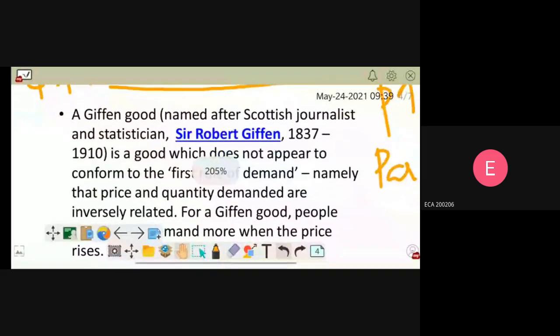This Giffen good is named after the Scottish journalist and statistician Sir Robert Giffen. It's a good which does not appear to conform to the first rule of demand. What is the first rule of demand? When price increases, quantity demanded decreases. So that is the inverse relationship between the price and the quantity demanded.